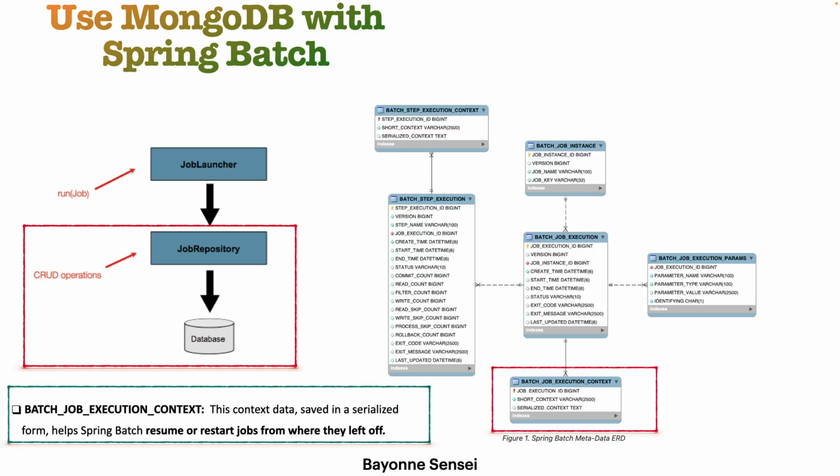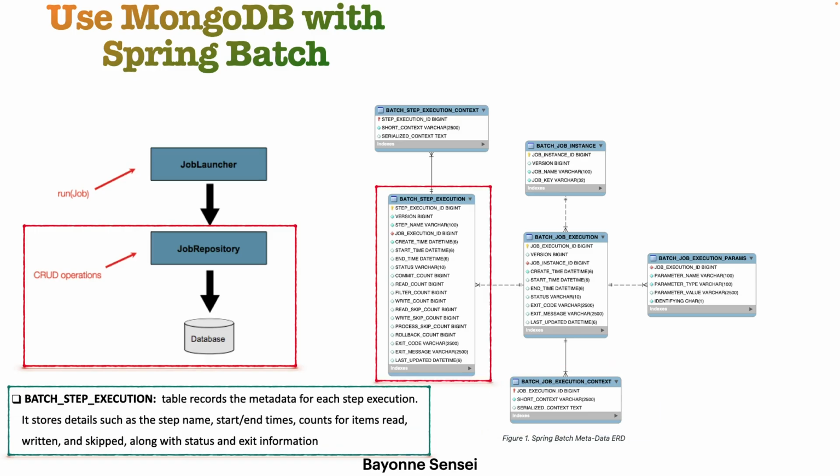Next, we have the job execution context. Actually, it's just the way that we are going to serialize and save it in a serialized form. And it will also help us to resume or restart jobs from where they left off.